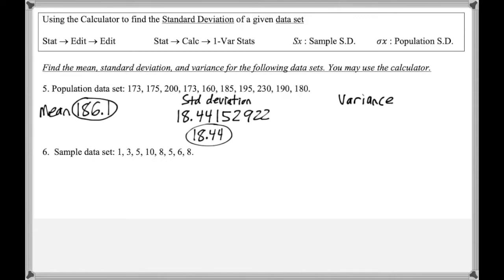And then to get the variance, I want to square the standard deviation. But I want to square the unrounded version. And that will get us 340.09. So all 3 of these answers match the answers that we got for question 4. So using the calculator is definitely a lot faster.